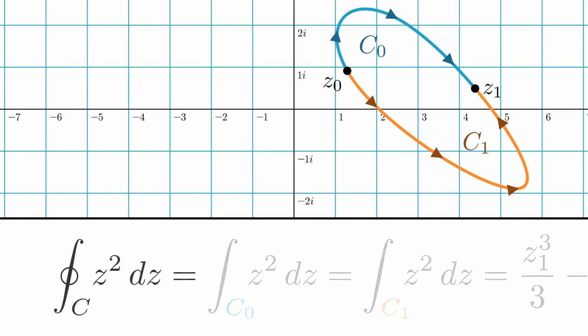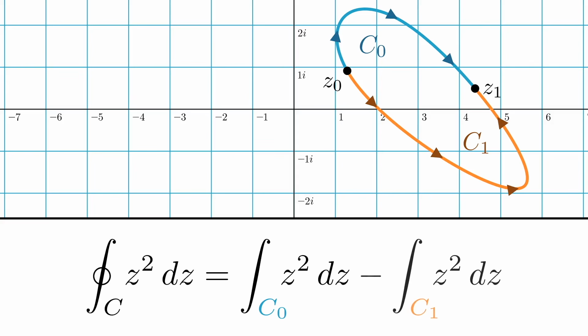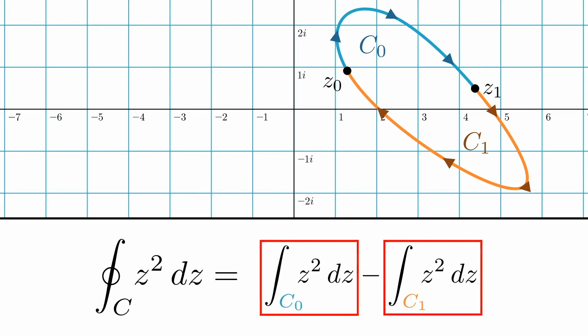So then what's the integral around this loop? Well, the integral around the loop has 2 pieces. The first piece is the integral of z squared dz along c0. The second piece is actually minus the integral of z squared dz along c1. The minus sign is here because we're actually traversing the curve c1 backwards. That is to say, we're starting at z1 and going to z0 instead of the other way around. But since these 2 values are equal, this is just saying that the integral around the loop is 0.